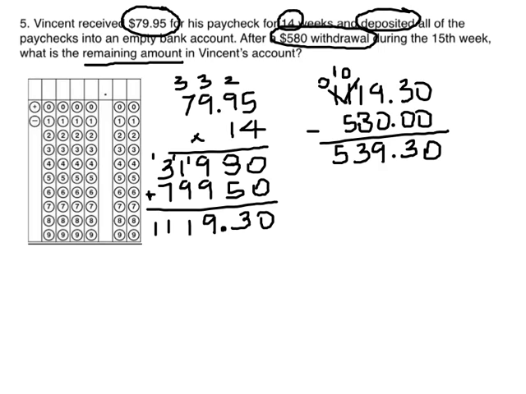So $539.30. And that is going to be positive because the amount that he had in the bank before that withdrawal was larger. So $539.30.